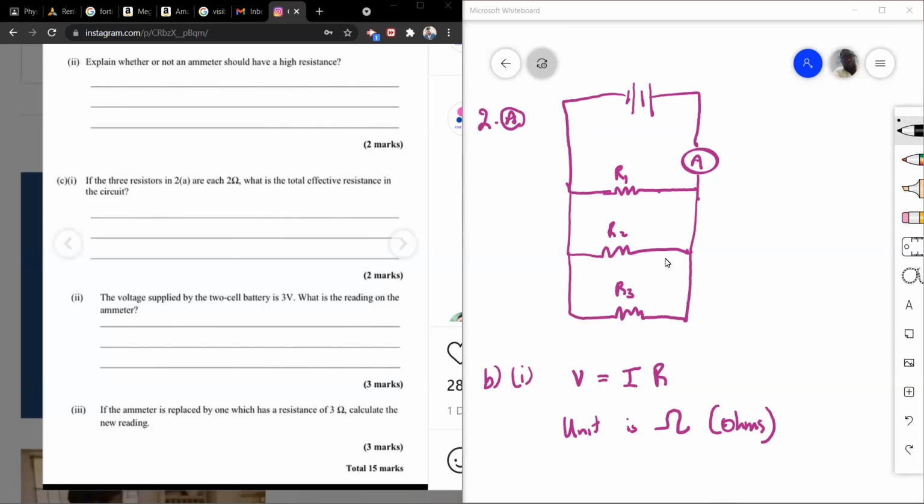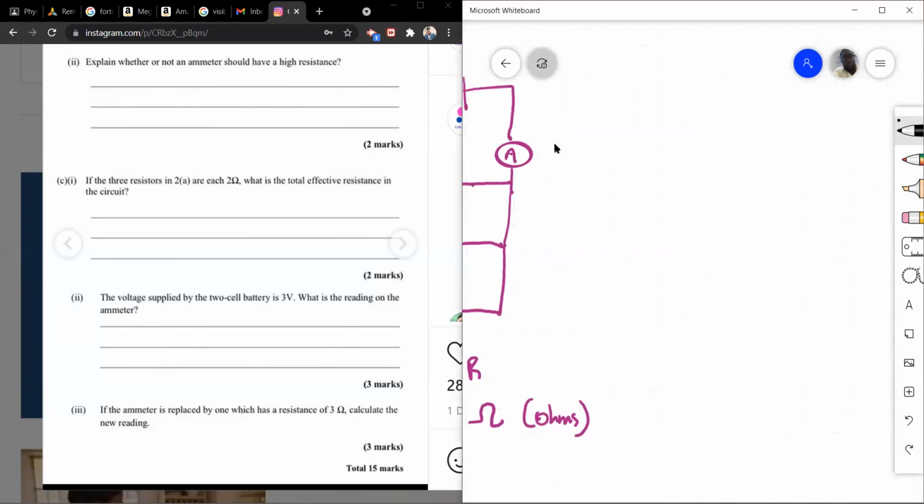Explain whether or not an ammeter should have a high resistance. Sir, low resistance so that it does not. No, sir. You can have a low one. All right. So no. No, and because what?